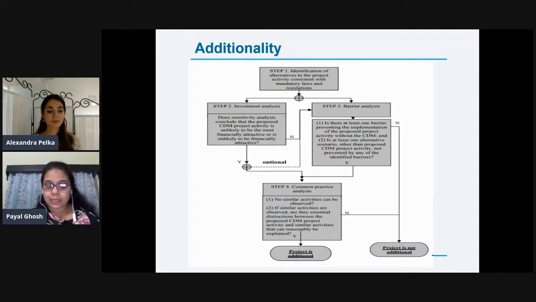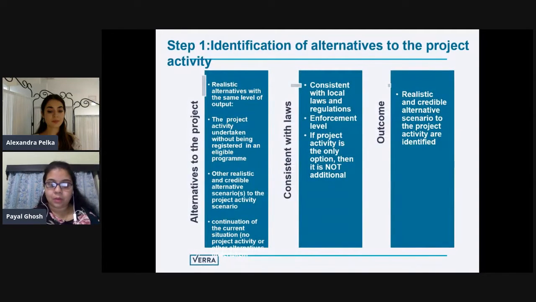So I will now, in the next slide, go into a little bit of a deep dive into each of these steps. The first step is identification of alternatives to the project activity. In this step, basically two things are carried out. One is defining the alternatives to the project, and the second is to check whether these alternatives and the project activity are consistent with the mandatory laws and regulations.